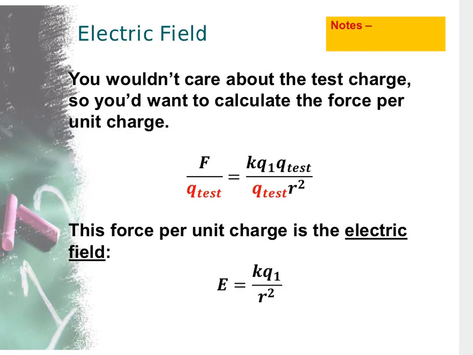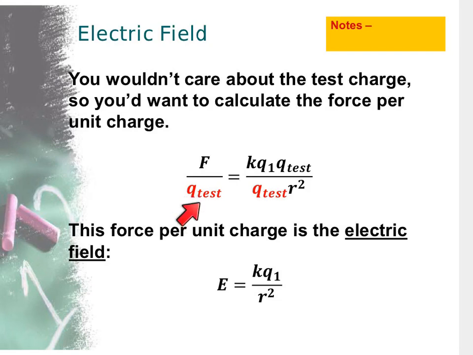Now, if we were studying this big blue object, we wouldn't really care about how charged our little positive test charge is. So what we would want to do is calculate the force per unit charge. We know that the force of our object, let's say it has a charge Q1, is equal to K, Coulomb's constant, times Q1 times our test charge, all divided by R squared. But we really don't care what this test charge was.